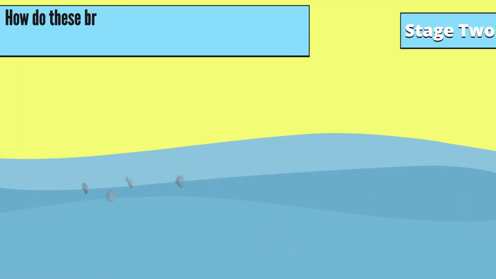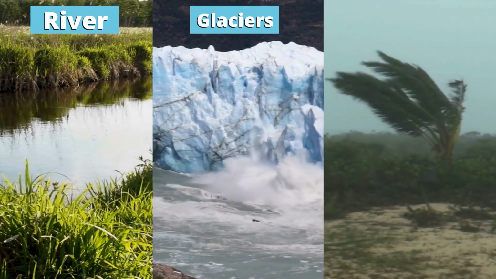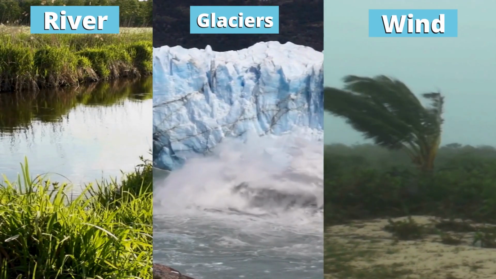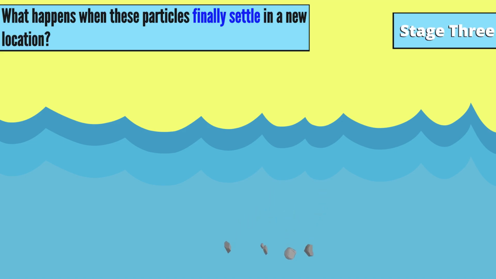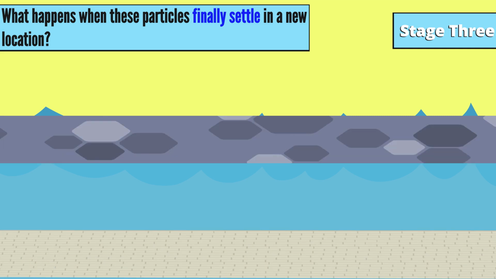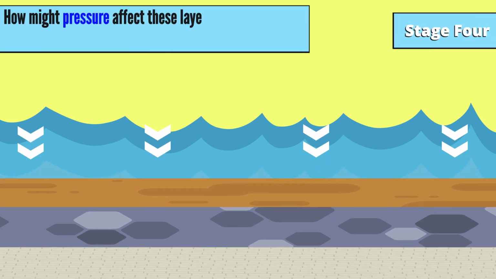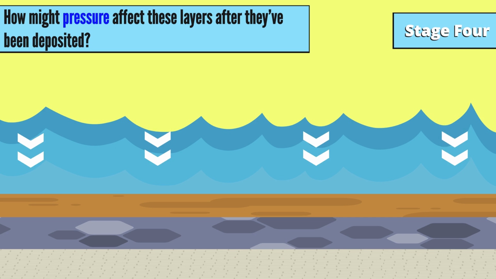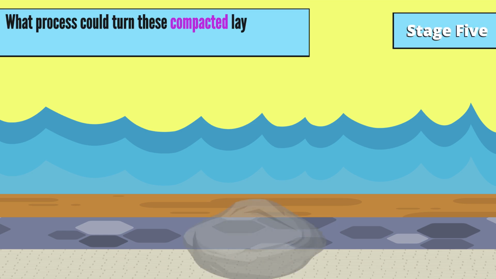How do these broken pieces move from one place to another? Consider the role of rivers, wind, and glaciers in transporting sediments. What happens when these particles finally settle in a new location? Reflect on how sediments build up layer by layer over time. How might pressure affect these layers after they've been deposited? Imagine the weight of countless layers pressing down on the sediments below. What process could turn these compacted layers into solid rock? Think about how minerals might act to bind the sediments together.